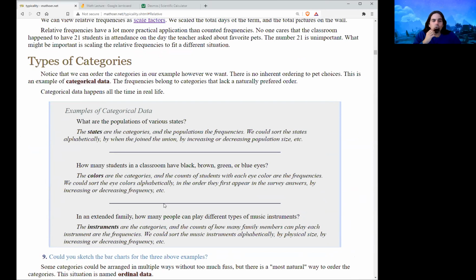We can order our categories with the pets however we want. We could do it alphabetically. We could do it biggest to smallest. We could do it in the order the students called things out. So we call that categorical data, where we have different categories and they don't have a particular order to them.